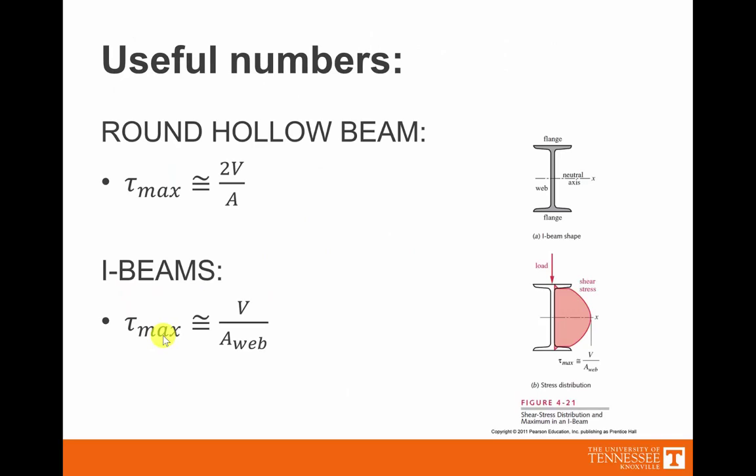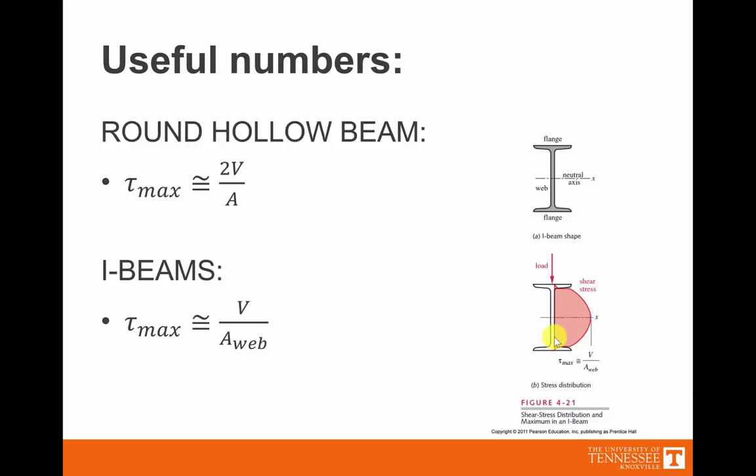So, a couple other things that are useful. The maximum shear stress for hollow beams is roughly equal to 2V over A, and for I-beams it's roughly equal to V over the area of the web. And the area of the web, just so we're all consistent, is going to be the area of this inside section, not the outside section. So if I'm trying to find the area of the web, I'll take this small length right here, multiply by this length here, and that's going to provide the area of the web.